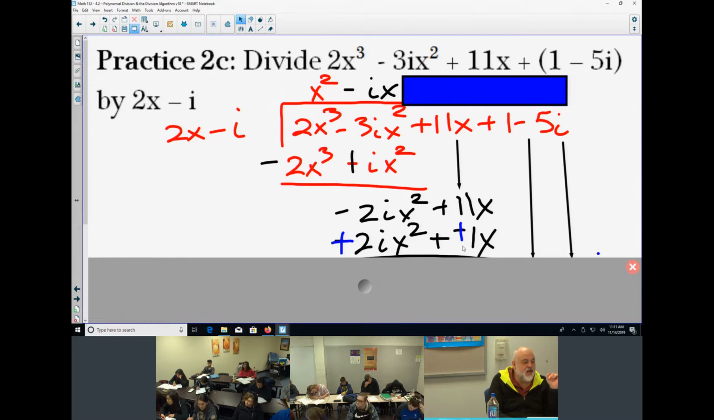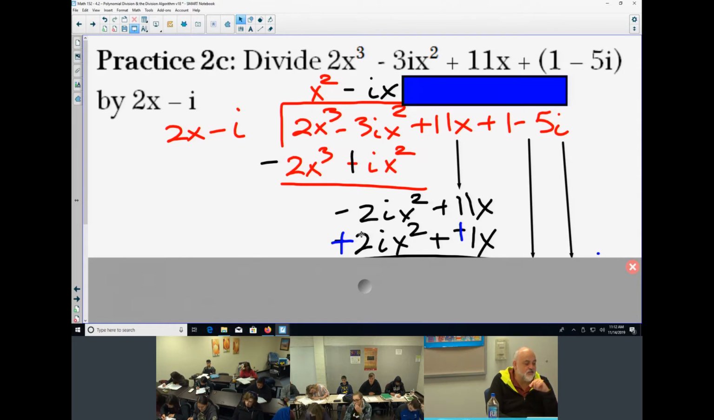So you got to be a little careful because initially you think, okay, negative times a negative is positive. But then i squared makes it a negative 1. And then you change the signs and it goes back to positive again. So that's really easy to mess up right there.